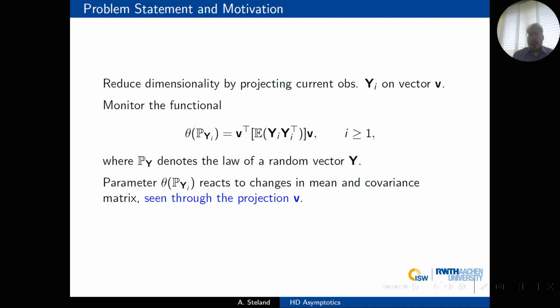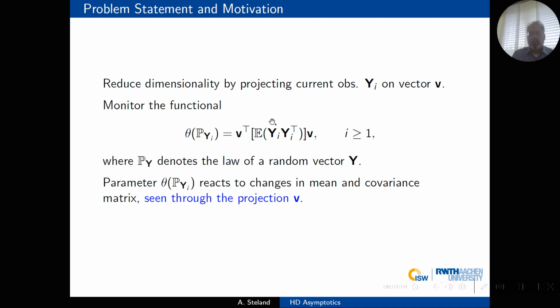Okay, so we assume that we have high dimensional data, and so we reduce the dimensionality by projecting each observation onto a vector V. And the function we want to monitor, theta of the law of, say, the ith observation vector yi, is given by a quadratic form. This is a quadratic form in terms of the matrix of second moments.